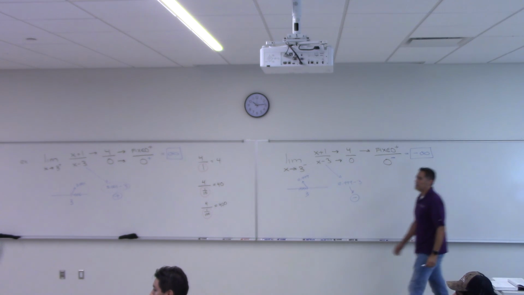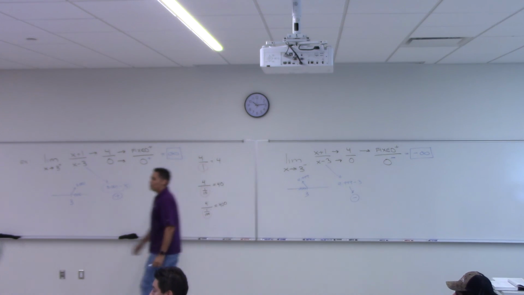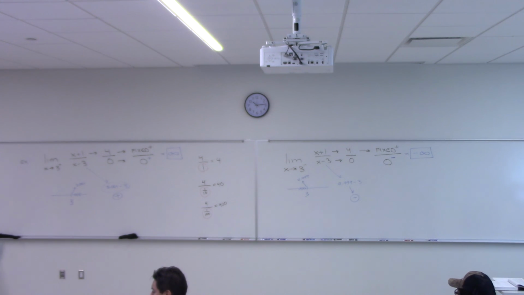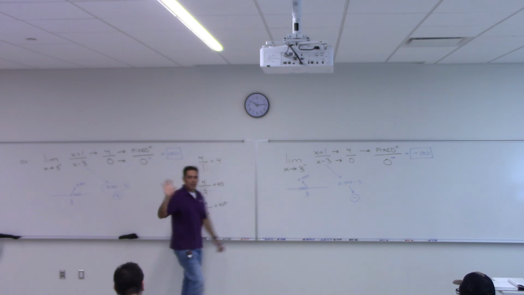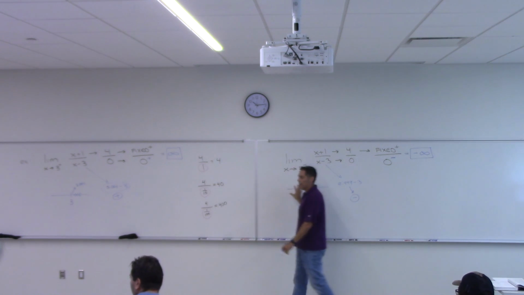And do you see that as we come in to 3 from the right, that was the first example we did, right? As we come into 3 from the right, our function is headed towards positive infinity. And as we come into 3 from the left, it heads to negative infinity. Right? We did that without having to look at the graph. We did it with just using limits.